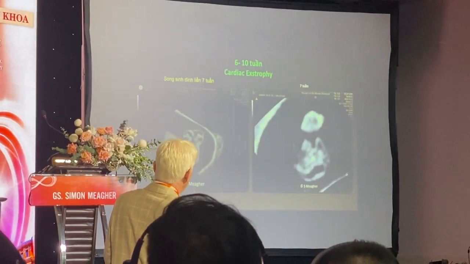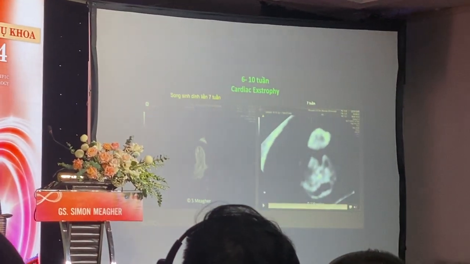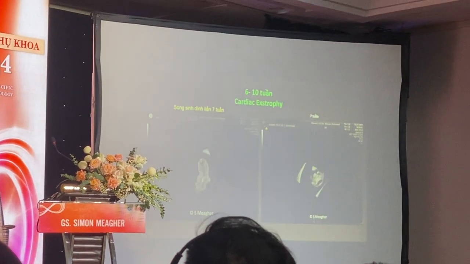And this is a conjoined twin pregnancy at 7 weeks of gestation. So a single cardiac chamber with 2 embryos seen very, very early in the pregnancy.